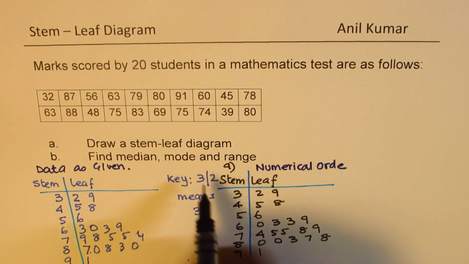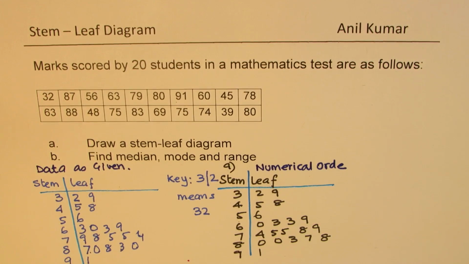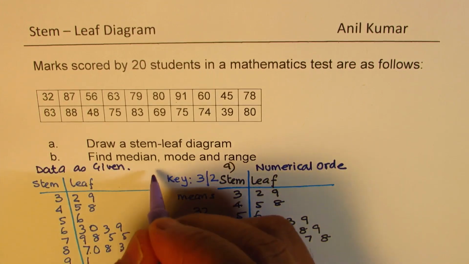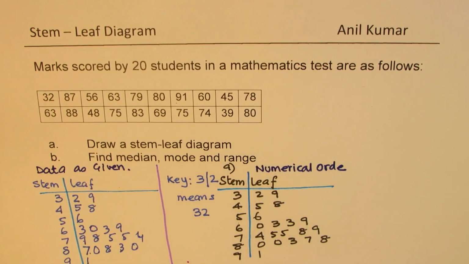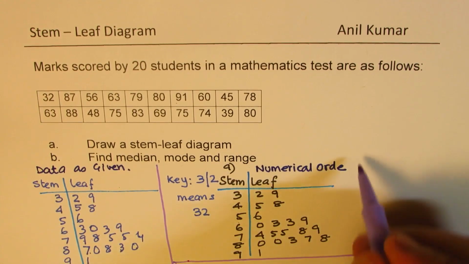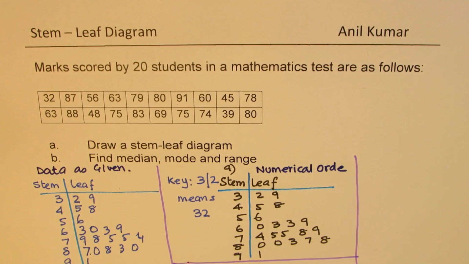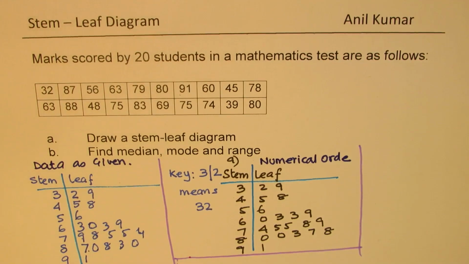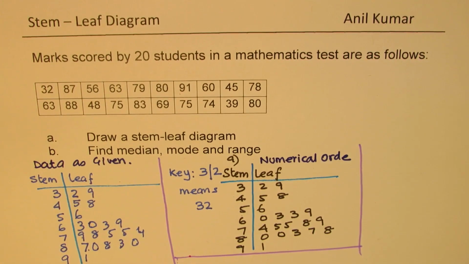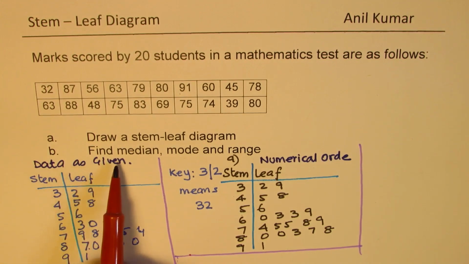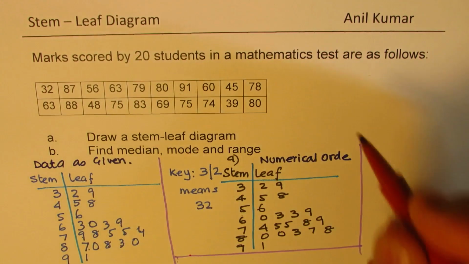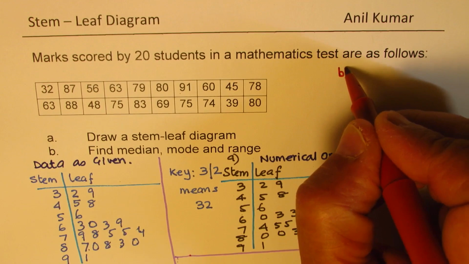Do you understand? Of course, the key is as shared with you earlier. So this is going to be our answer. I hope that is absolutely clear. Now we have done part A. In part B, we need to find median, mode, and range. So let's do part B here.